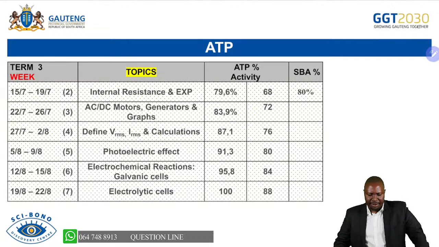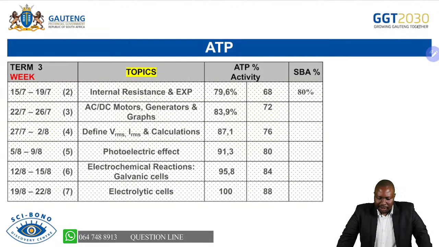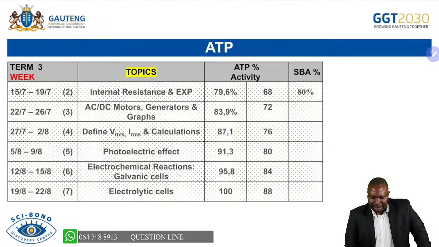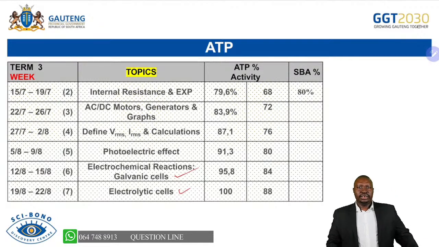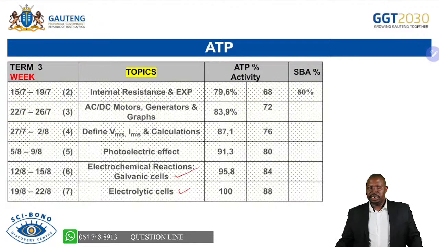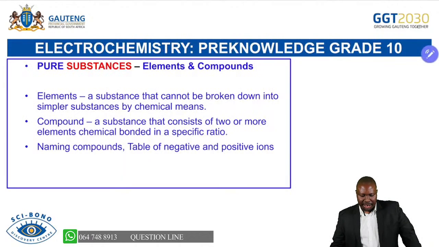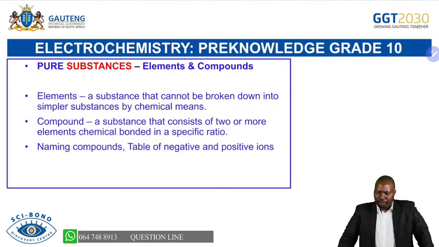Now, without wasting time, let's look at your ATP. You will have started, you will have done your electrochemical cells, your electrolytic cell, which is part of these redox reactions that we are doing. I know that you have started redox reactions in grade 11. So now we'll be taking them to the right place. We want to check in grade 10 as well. You have prior knowledge. You are not coming here empty. There's something that you have done before.